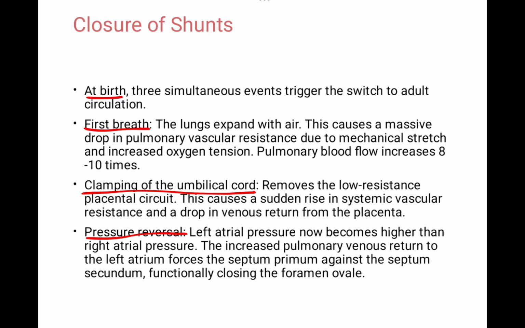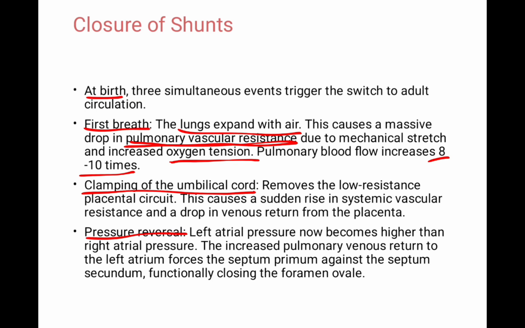So for the first breath, the neonatal lungs are now functional. The lungs expand with air. It takes in air because it can now function properly. So this causes a massive drop in the pulmonary vascular resistance. This drop in pulmonary vascular resistance is due to mechanical stretch and increased oxygen tension, and pulmonary blood flow rises 8 to 10 times. There's now an increase in blood supply to the lungs, unlike when the blood had to bypass due to pulmonary resistance.